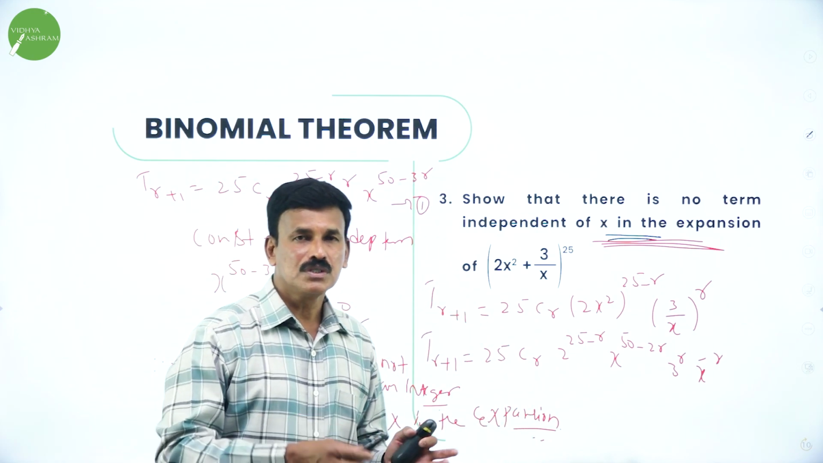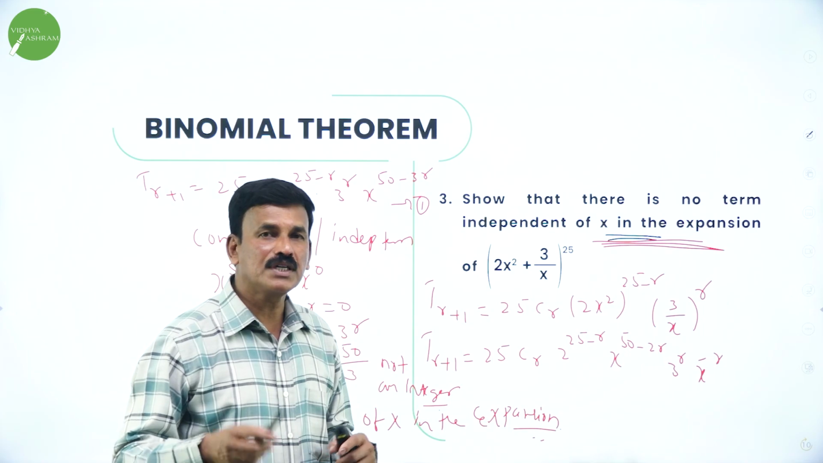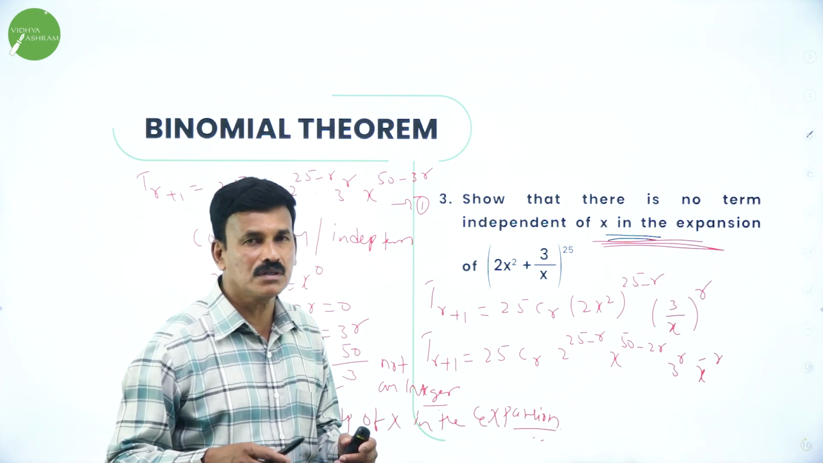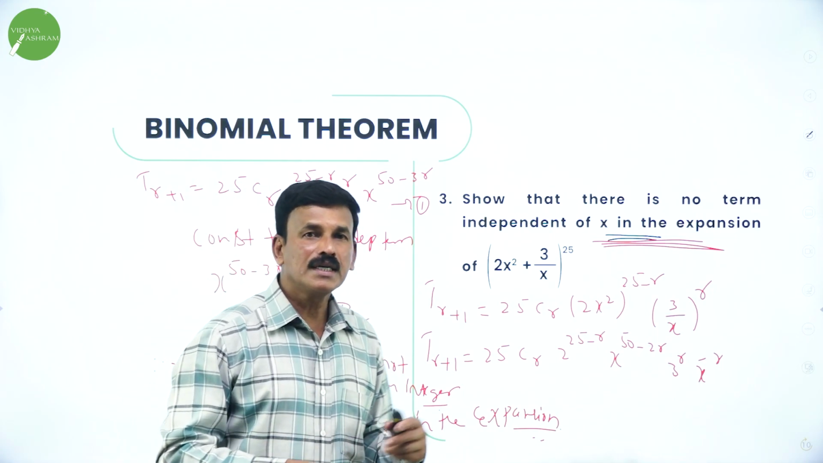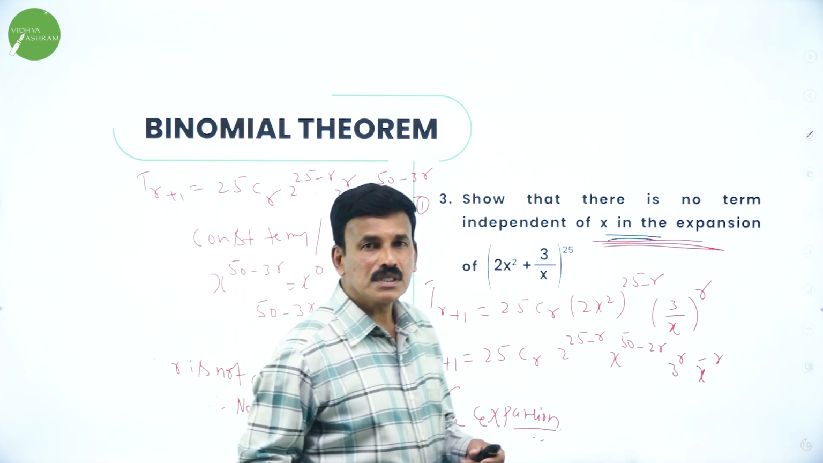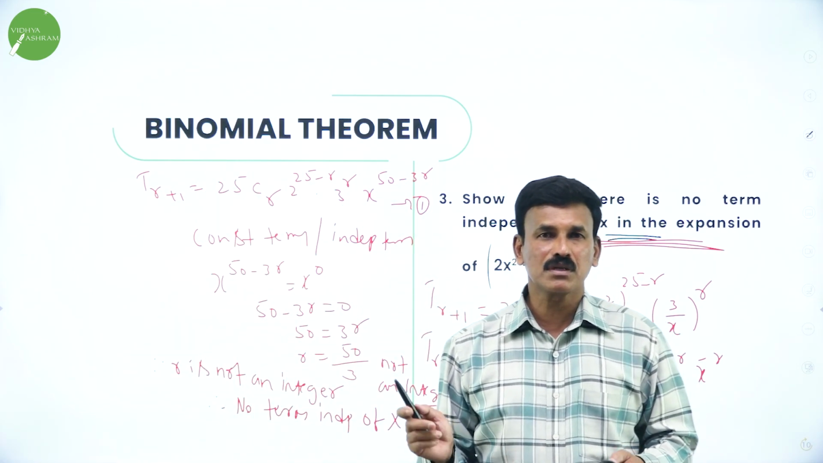That's it. So these are a few types of problems: finding the coefficient of x cube, x square, or 1 over x raised to 17, or x power 6 and y cube, and the independent term, constant term, like that. So hope you followed this. These are a few problems based on this concept.